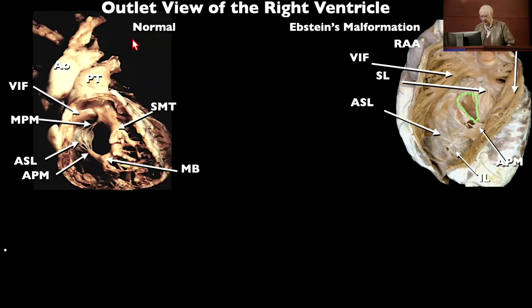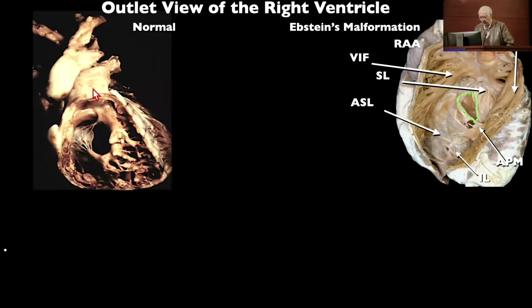On the left-hand side, you can see a beautifully normal tricuspid valve with the right ventricular body removed. You see the anterior papillary muscle, APM, the septomarginal trabeculation, the parietal band of the crista ventricularis and infundibular folds, and you see the attachment of the median and anterior papillary muscle, subtending both the septal and the anterior leaflet.